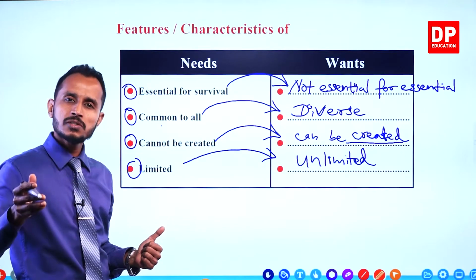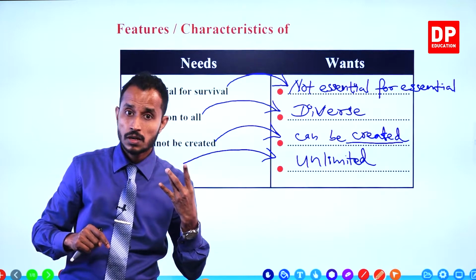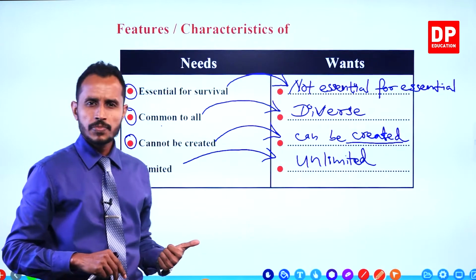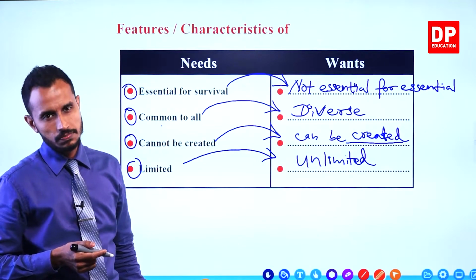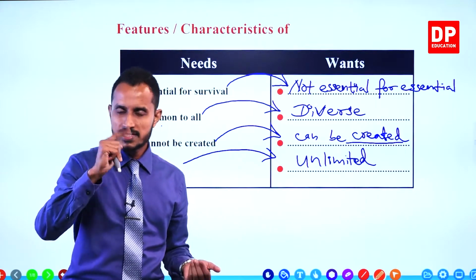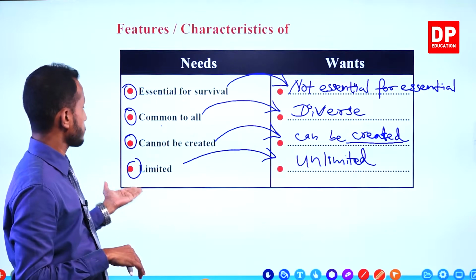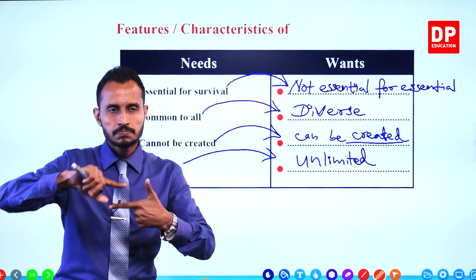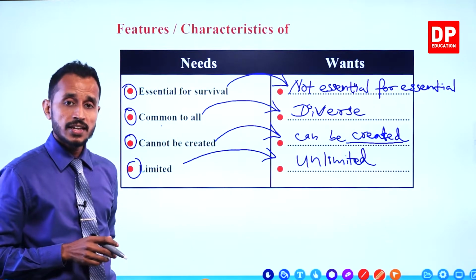First feature, essential. What is essential? Needs or wants? Needs are essential, children. Wants are not essential. Needs are common to all, but wants are diverse, various. Needs cannot be created. Wants can be created, of course. Needs are limited, very limited, but wants are unlimited. These are the characteristics or features of needs and wants.